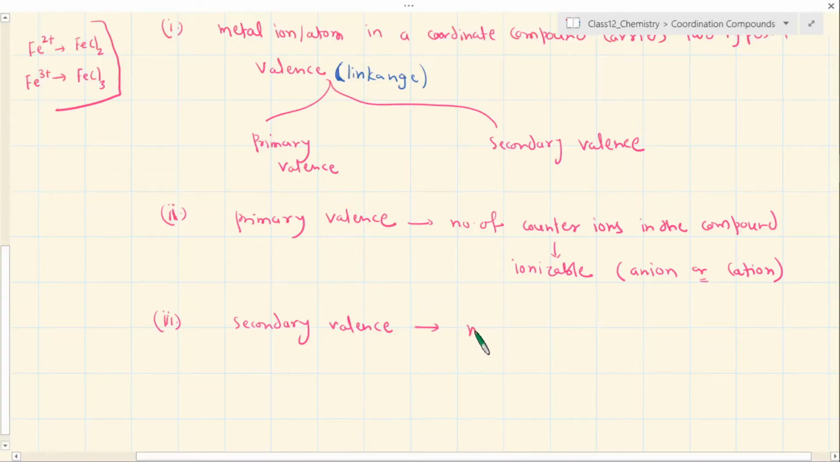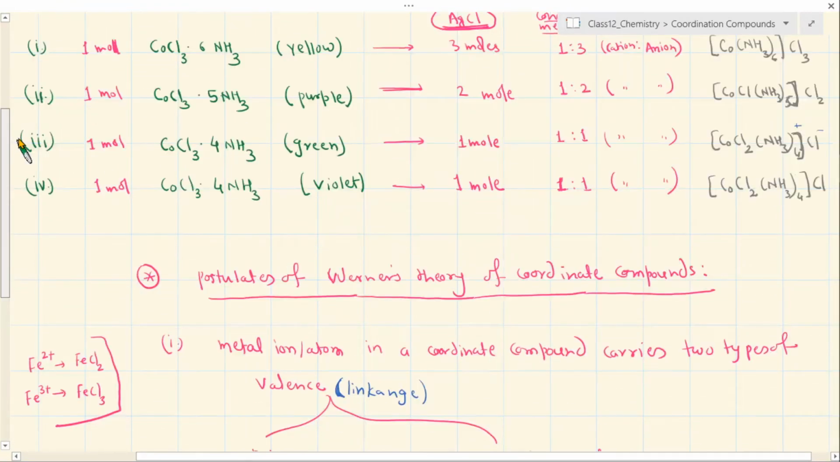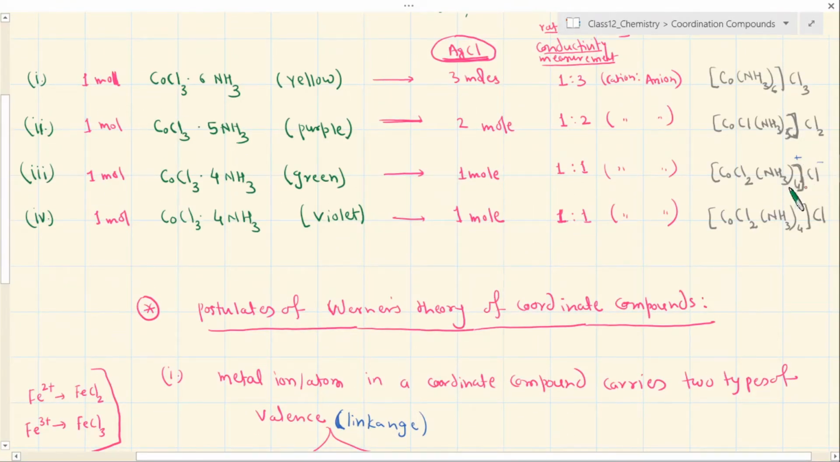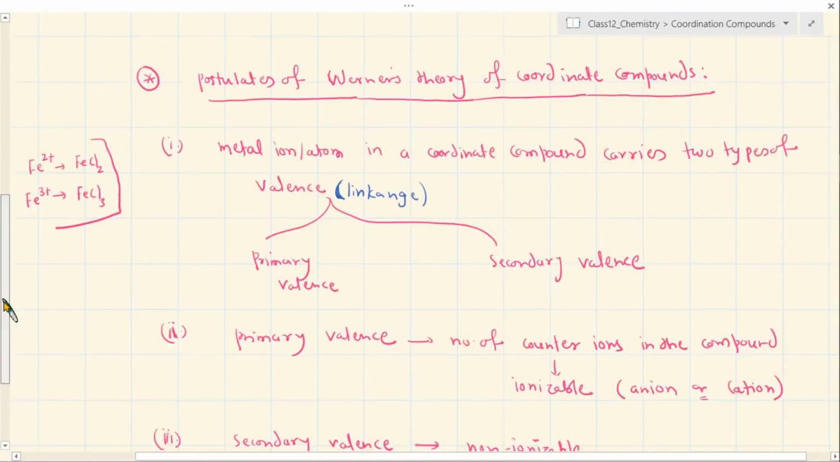It's a non-ionizable valency. Non-ionizable. Okay, that means there is something much more, and the linkage must be stronger than your ionic bonding, correct? It's the simple fact that whatever ionizes, that is ionic bonding. Whatever kind of bonding these entities have with the metal in this bracket, that must be different from this ionic valency, ionic charge or ionic bonding. So that's the idea here.